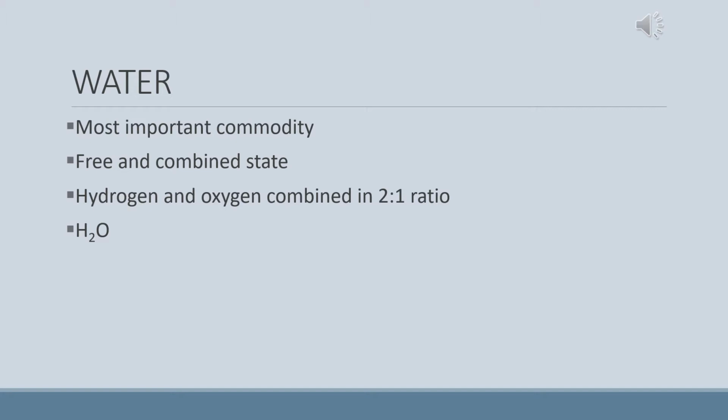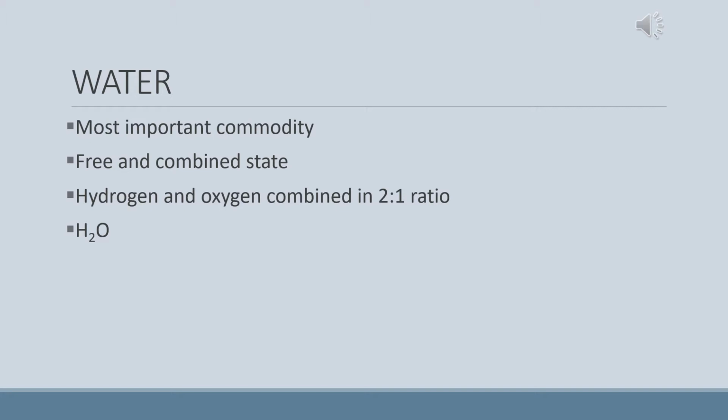One is the free state and another is the combined state. What is the free state of water? Free state of water includes the ice, the water and the water vapor. That is the three phases of water. And combined state is water when it is present in combination with something.